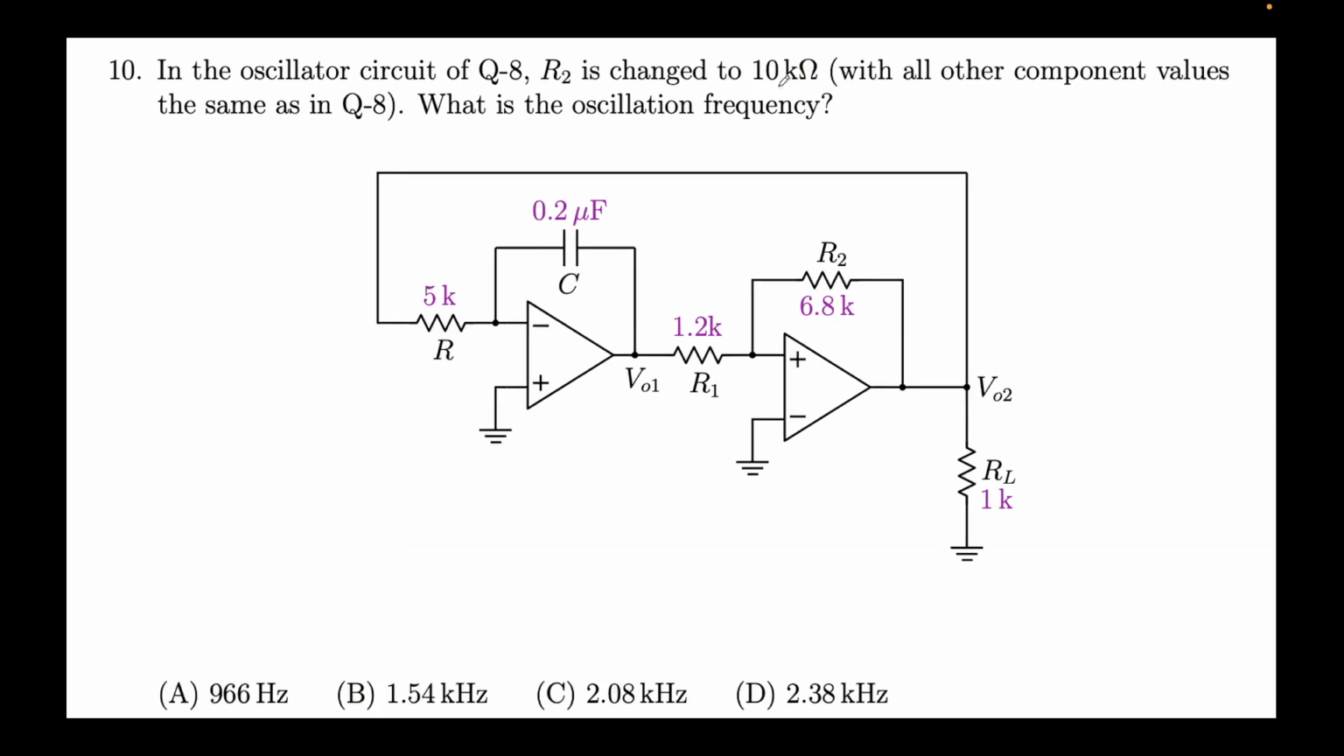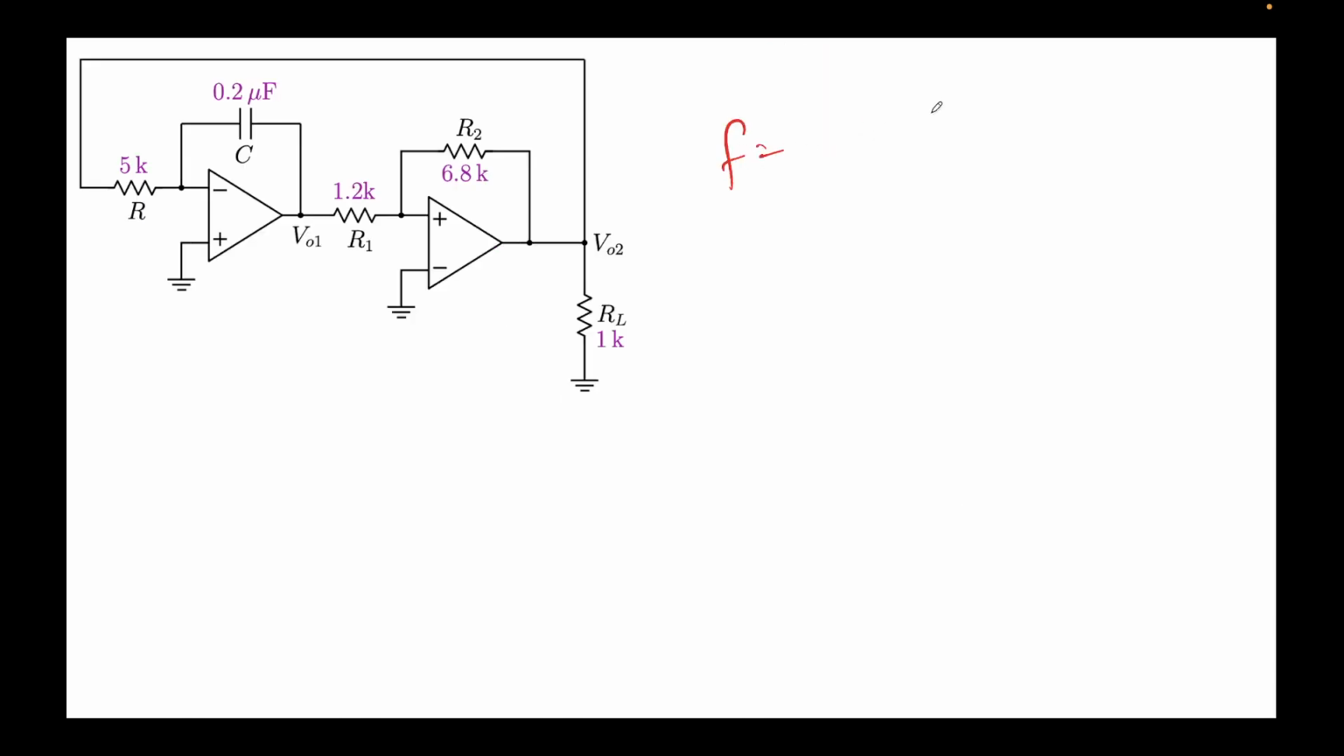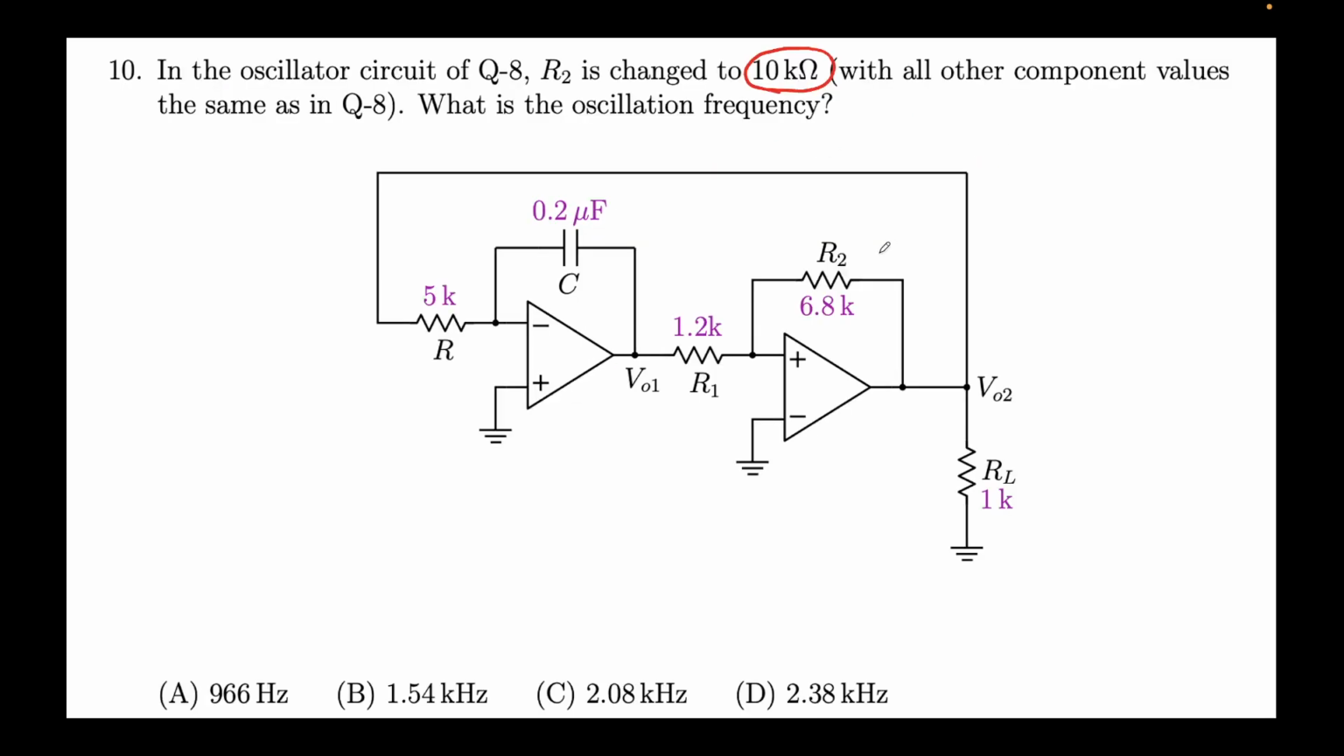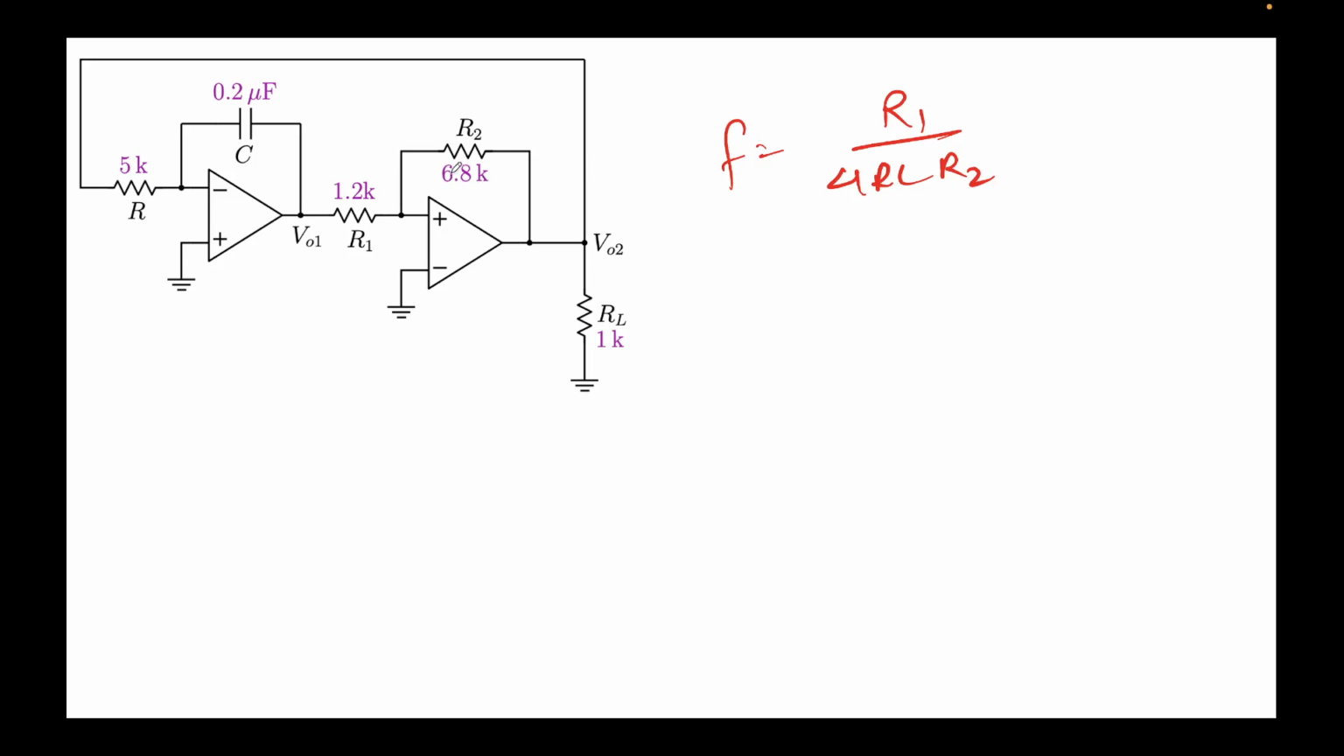Now in this case again we are changing R2. All right, so let's write the expression. So frequency, remember, was R2 over 4 RC times R1. So now you have changed R2 to 10k. So this is not 6.8, this is now 10k. So what will happen? I'll just reuse the result here. It was 1.4 kilohertz when it was 6.8k. Now it's 10k. I'm just using the unitary method here, nothing else, so that we save some time on calculation.